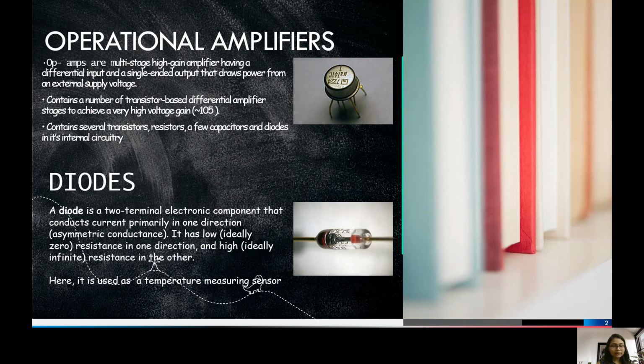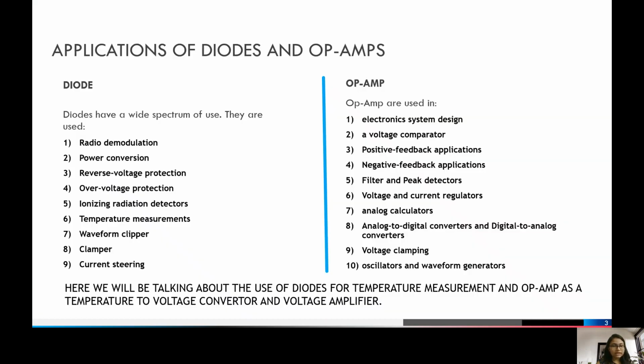A diode is a two-terminal electronic component which conducts current primarily in one direction. It has low resistance in one direction and high resistance in the other. Here, it is used as a temperature measuring sensor. There are quite a lot of applications of diodes and op-amps.